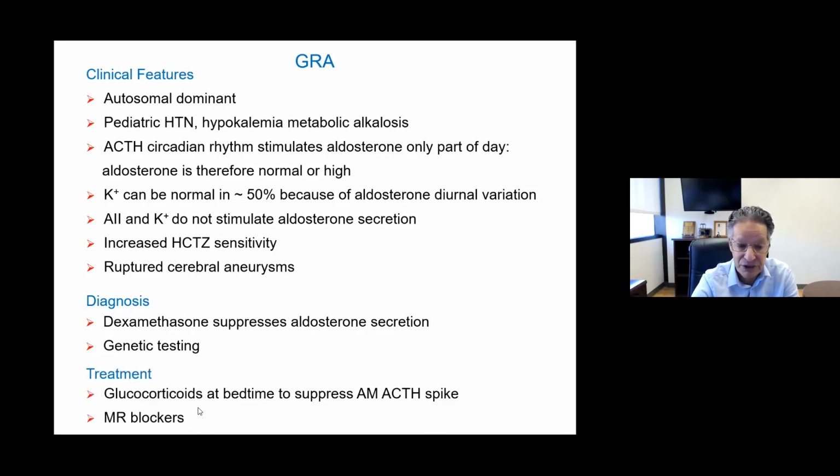For the treatment, you typically give glucocorticoids at bedtime because what you're trying to do is suppress the morning ACTH spike. Again, the morning is when you typically see the hypokalemia and the other findings, as far as the elevated blood pressure. As the day goes on, things tend to get a little better. And also MR blockers work in these patients.